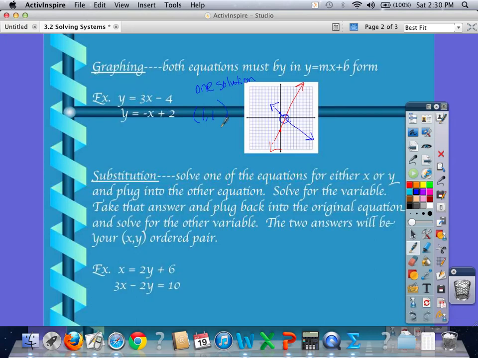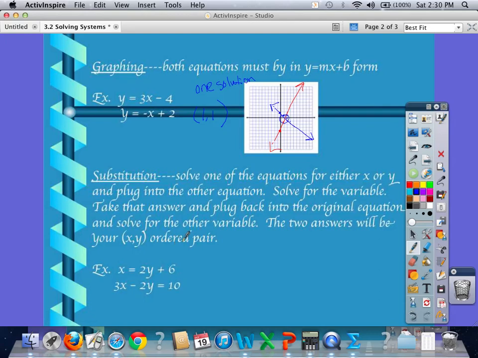Alright, so the next way we're going to go is by substitution. Substitution, you're going to solve one of the equations for either x or y. It doesn't matter, whichever one's easiest. And you're going to plug into the other equation. You're going to solve that for that variable. Once you plug it in, you'll be down to just one variable. Then you take that variable and you plug it back into your original equation and you solve for the other variable. The two answers you will get will be your x and y ordered pair.